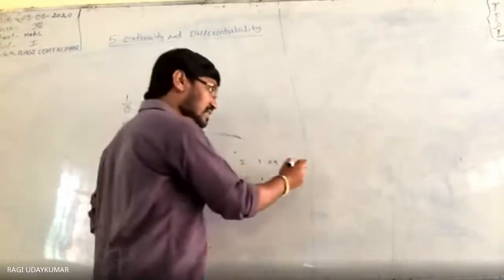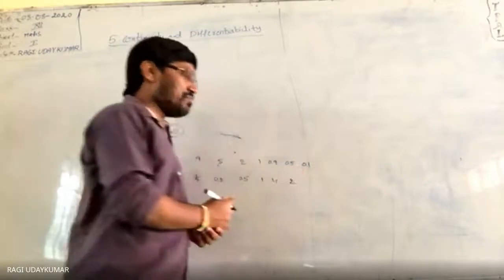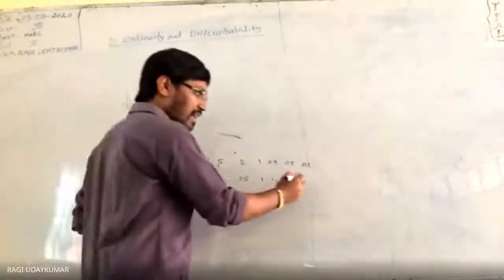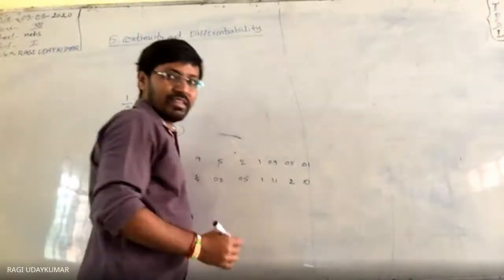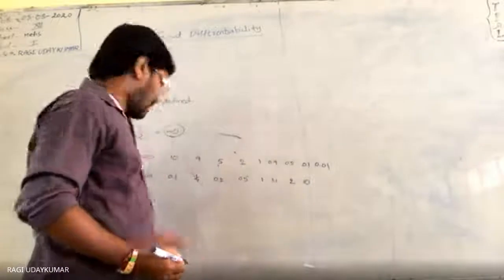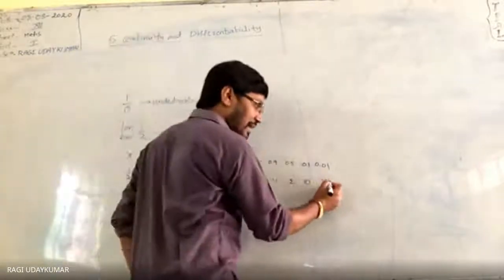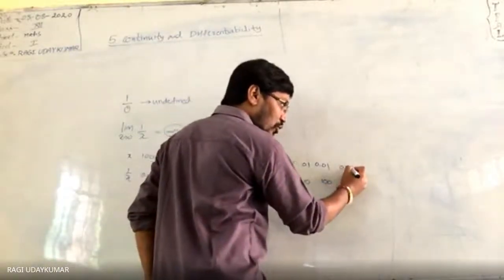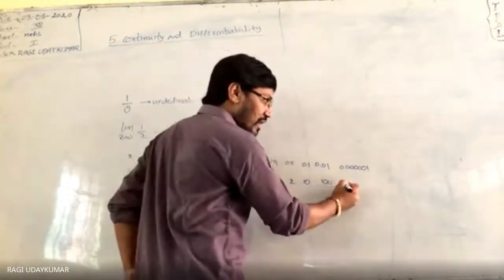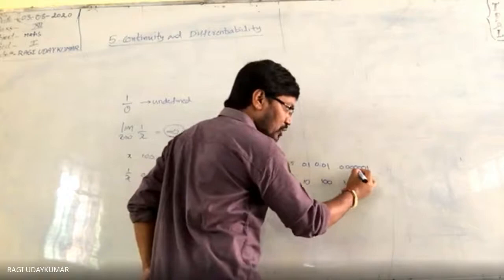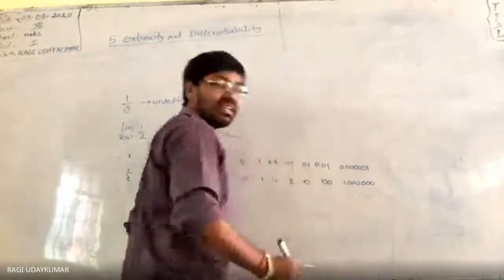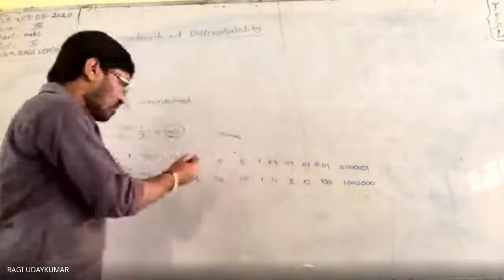If x value is taken as 0.1, then the 1 by x value will be 10. If x value is taken 0.01, then the 1 by x value will be 100. If x value is taken 0.000001, with 1, 2, 3, 4, 5, 6 zeros, then the 1 by x value will be 1,000,000. So what are you observing from this?